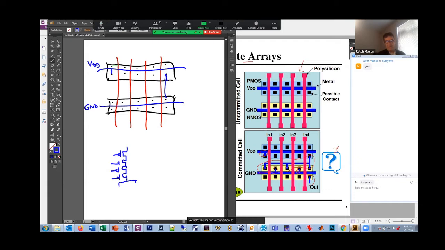And in the NMOS, there's a little connection here to VSS. There's a little connection here to VSS. And then this thing, which is going to become the output, goes all the way across there. And it connects to that, and it connects to that.